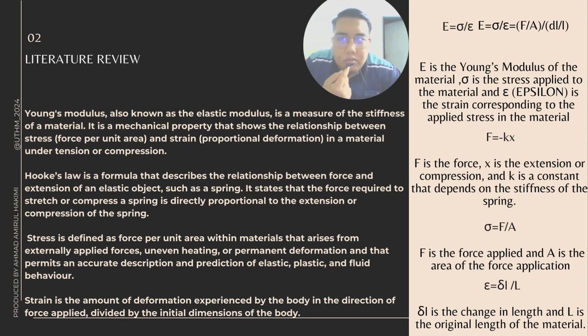For the Hooke's law, the formula is F equals negative Kx. F is the force, x is the extension or compression, and K is a constant that depends on the stiffness of the spring. For the stress, it is defined as sigma equals F over A. F is the force applied and A is the area of the force application. For the last one, strain equals delta L over L. The delta L is the change in length, and L is the original length of the material.